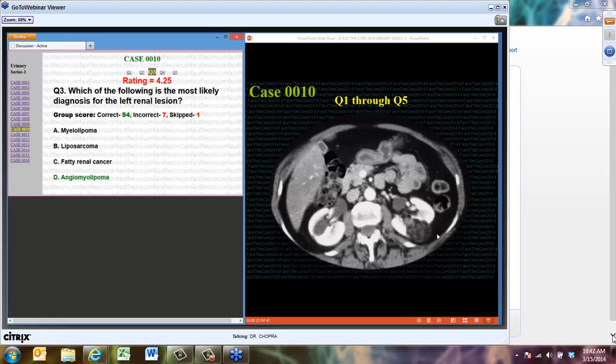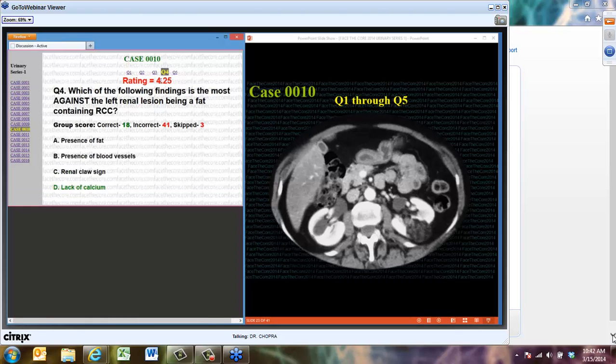It is not a fatty renal cancer, because almost invariably renal cancers that have macroscopic fat in them have calcification. It is not a liposarcoma. It is arising from the kidney. It is not a myelolipoma. It is arising from the kidney. So the answer is this is an angiomyolipoma.